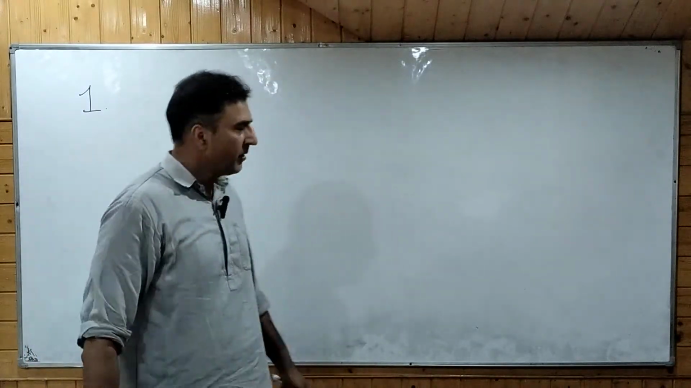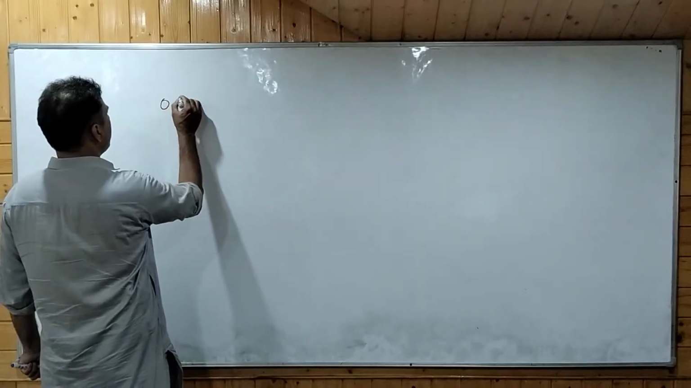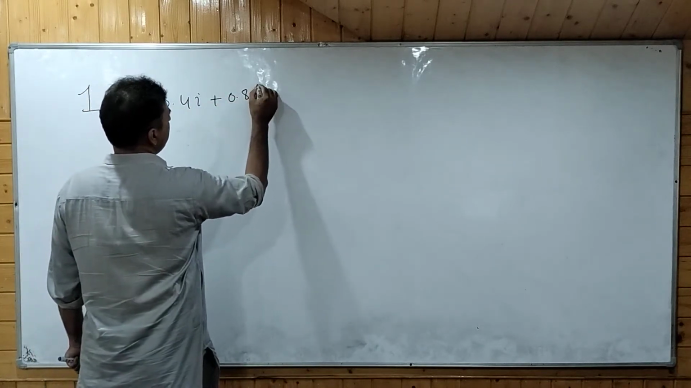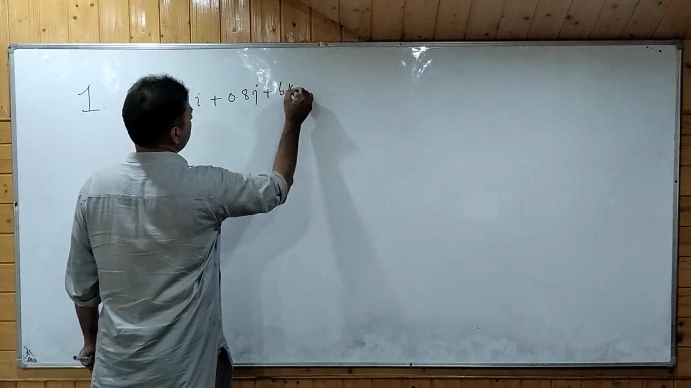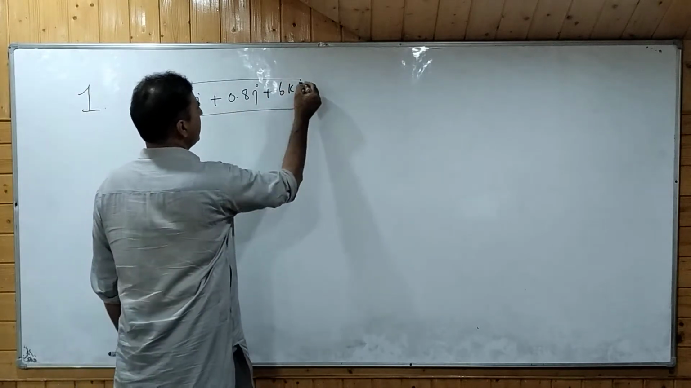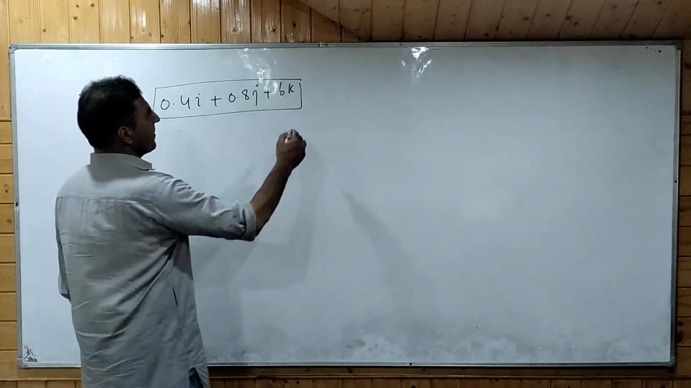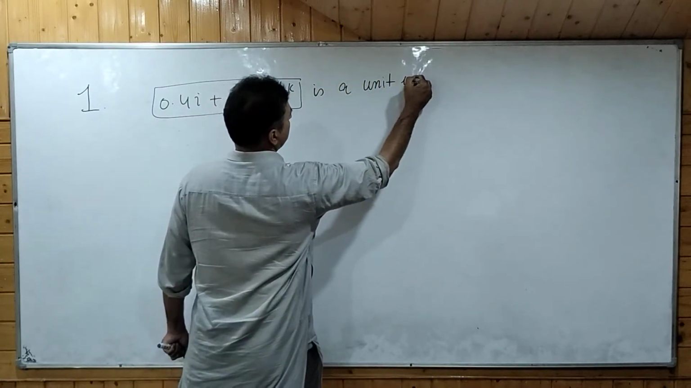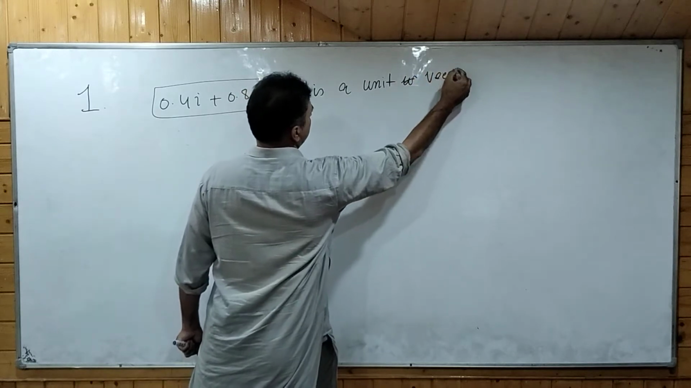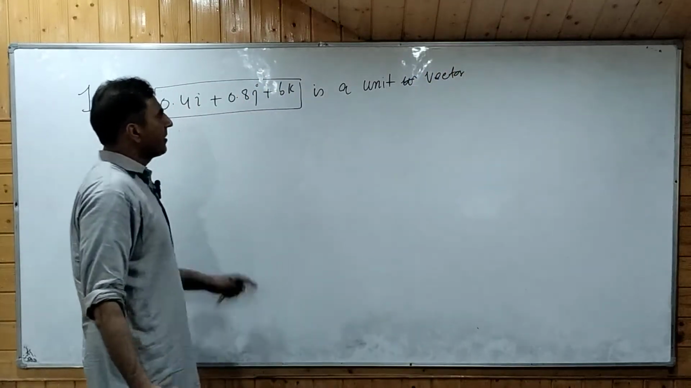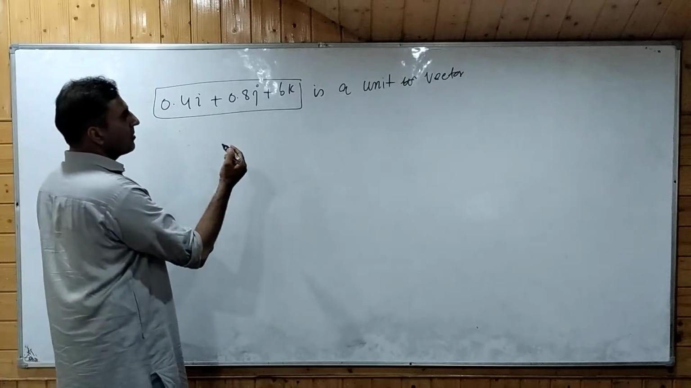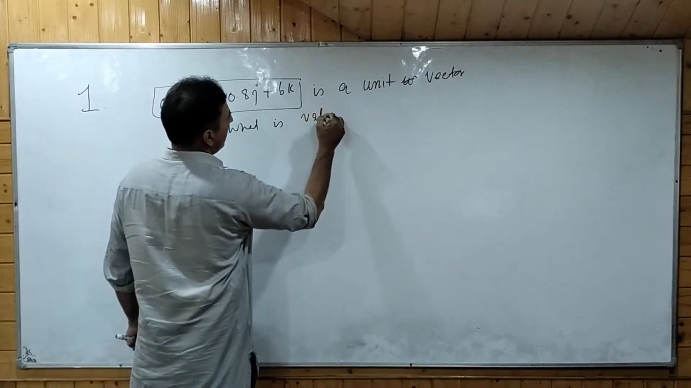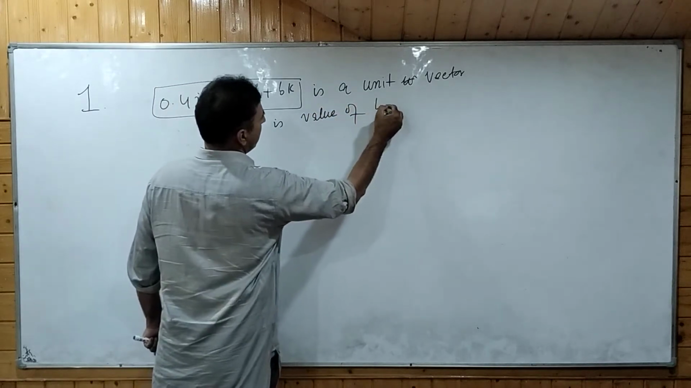Question number 1, on vectors. Suppose I have a unit vector that is 0.4i plus 0.8j plus bk. This is a 3-dimensional vector, and it is given that it is a unit vector. The question is, what is the value of b?